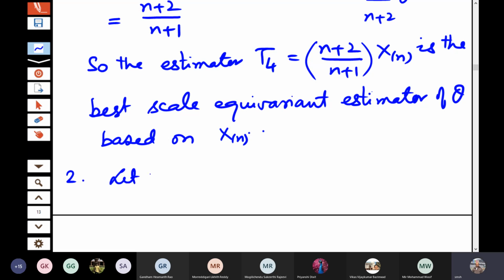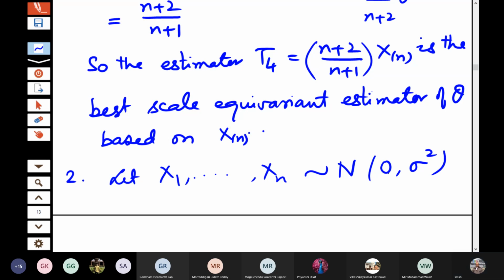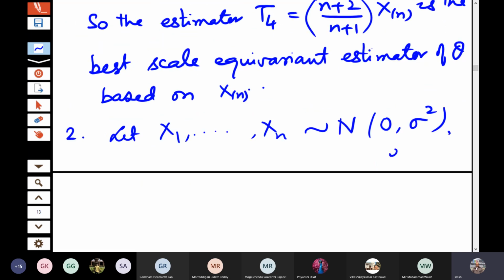So let us take X1, X2, ..., Xn following normal 0, sigma square. Normal 0, sigma square we usually consider when mu is known. When mu is known, we can shift all the observations by that value so that we can make the mean 0. This is one of the estimation problems which usually occurs in statistical inference, so that is why we are considering these kinds of problems. Sigma square, of course, is positive, on the positive side.